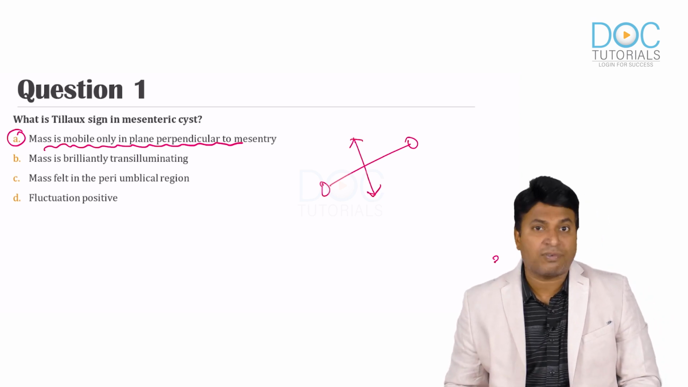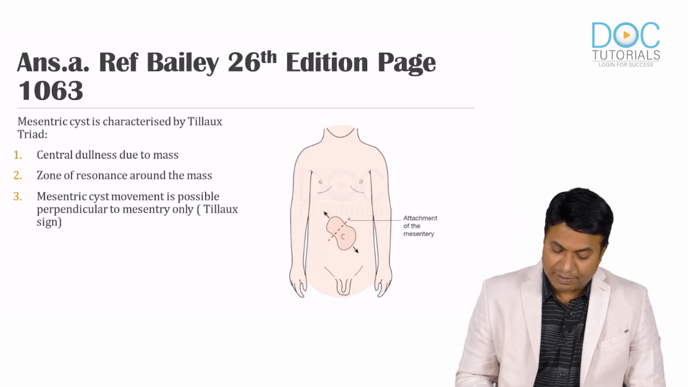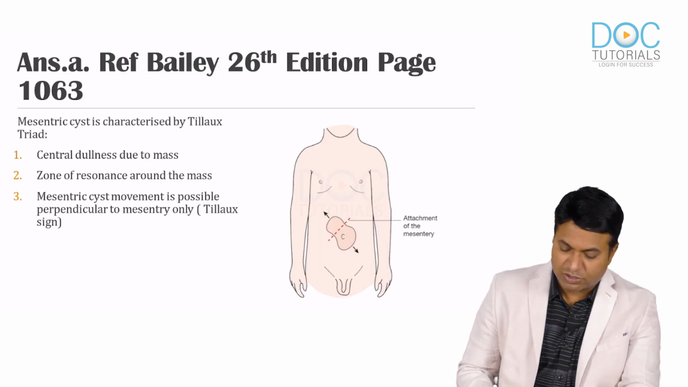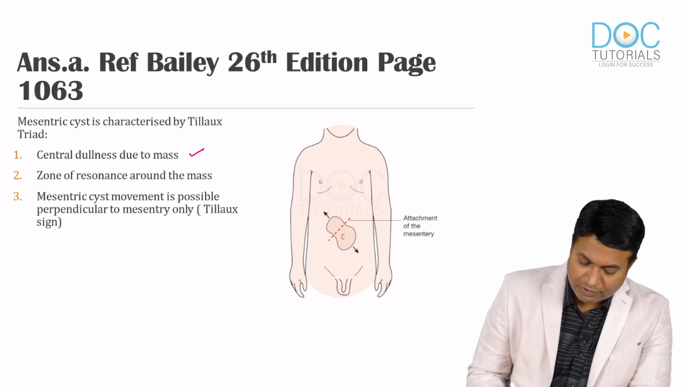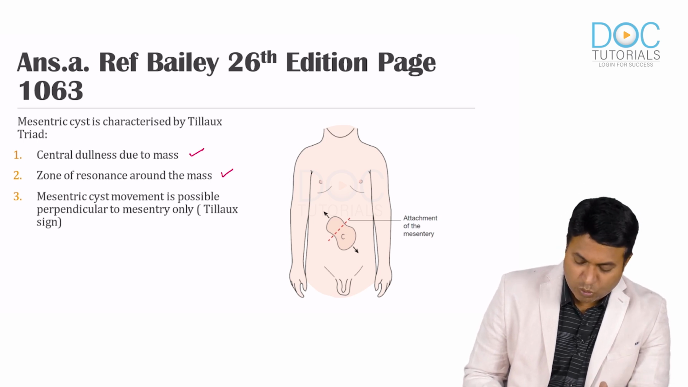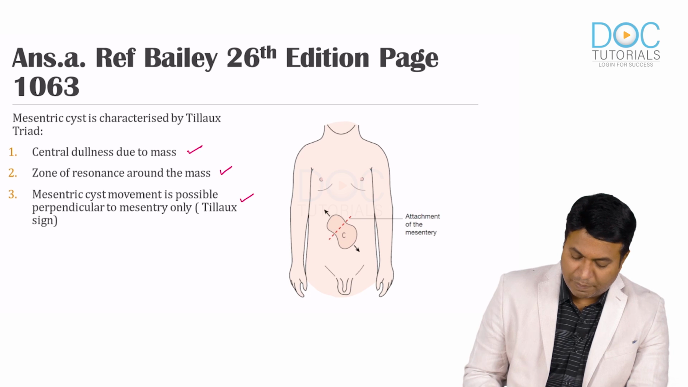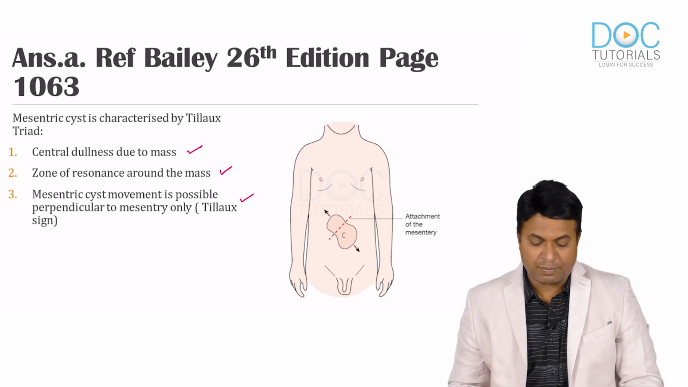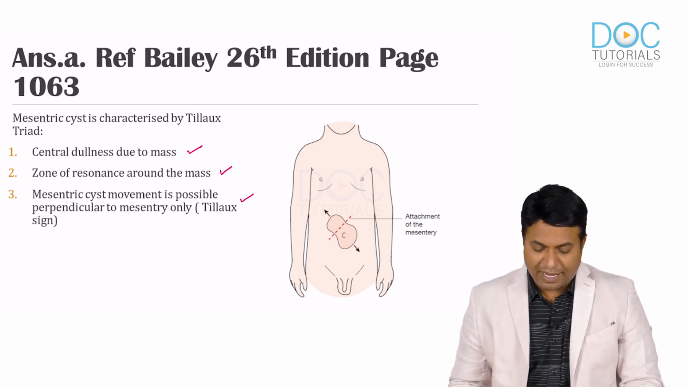This is a direct line from Bailey's. So please don't forget mesenteric cyst Tilak's triad. There is a central zone of dullness, zone of resonance around, and movement perpendicular to the mesentery is possible. So this is the first question, a very simple question, directly taken from Bailey.